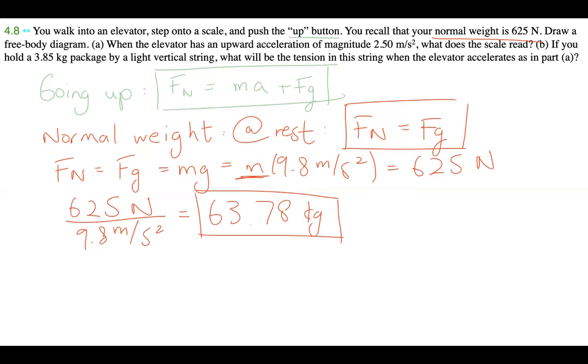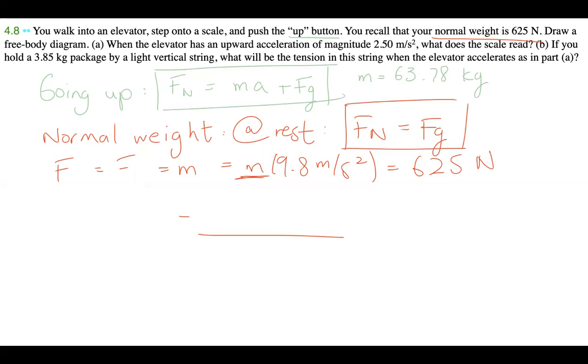Okay, so I'm going to write that down right next to this going up equation. So these are going to be my givens. This is going to be my given line, right? Anything in light green is going to be the given, and that is mass is equal to 63.78 kilograms. Okay, so now let's get started on A. When the elevator has an upward acceleration of magnitude 2.50 meters per second squared, what does the scale read? The scale is going to read Fn, which we have the equation for. I'm just going to go ahead and erase this so we can get started on part A.